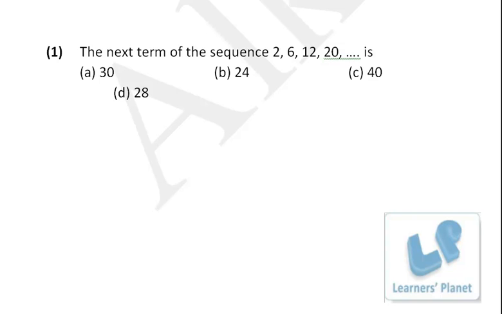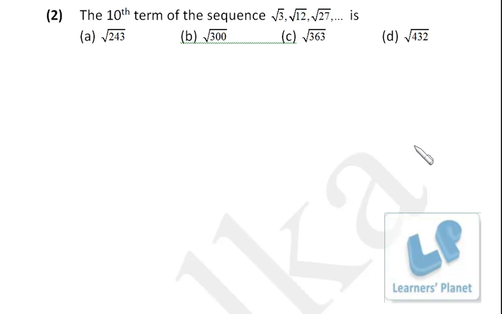Now this one, even in this case we have to find out the next term. Here we can see the difference is 4, then 6, then 8. So the next must be 10. So 20 plus 10, 30.